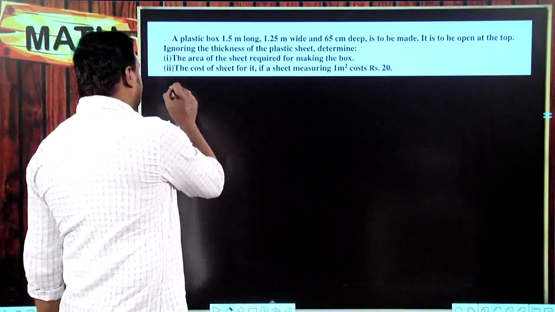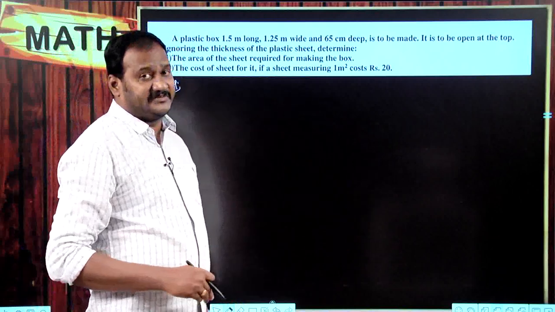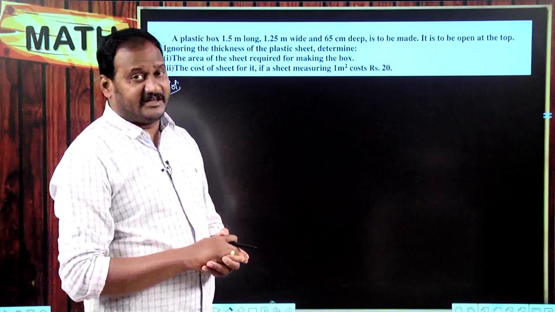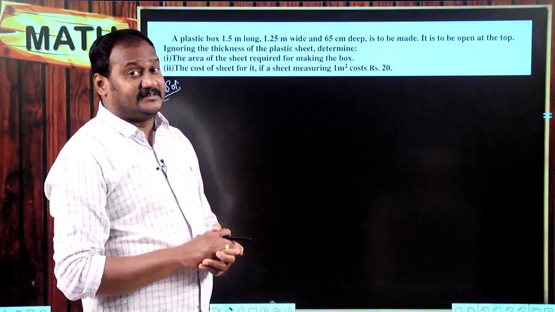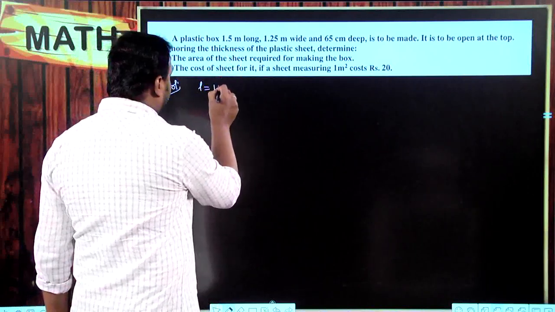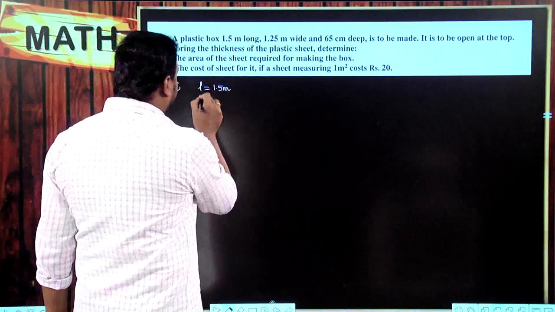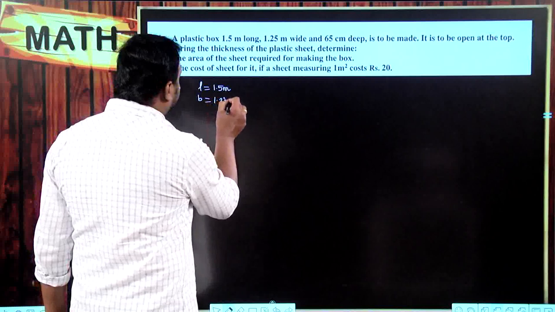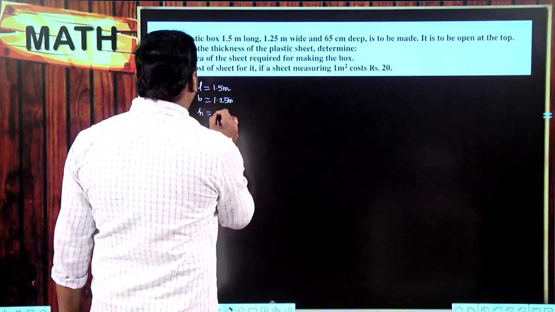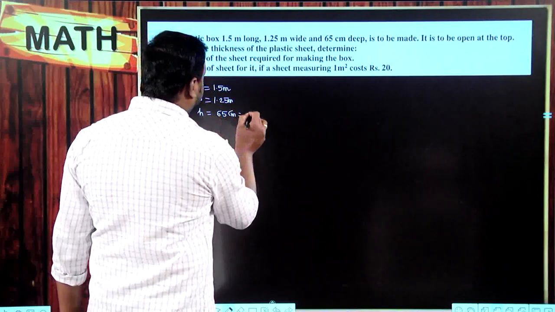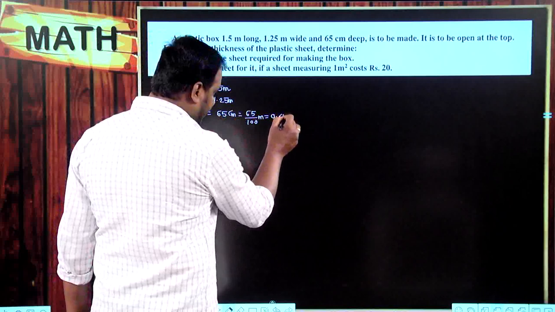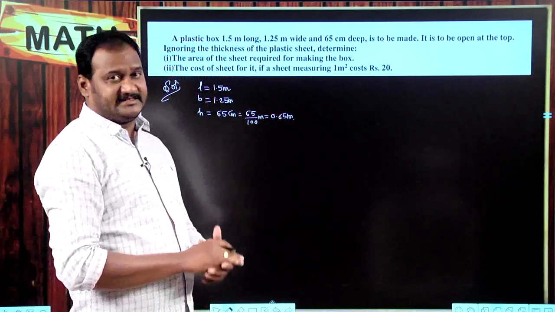So, in order to solve these problems, first of all you will have to mention the information given in the problem and ensure that all the dimensions are in the same units. If they are not in the same units, write them in the same units. Okay. See here, the length of the plastic box is 1.5 meters, and the breadth is 1.25 meters. And what about the thickness? That is nothing but depth, that is height, which is equal to 65 centimeters, which is 65 divided by 100 meters. What is 65 by 100 meters? 0.65 meters. Now, everything is in the same units.